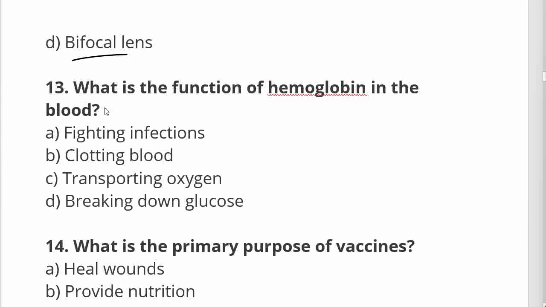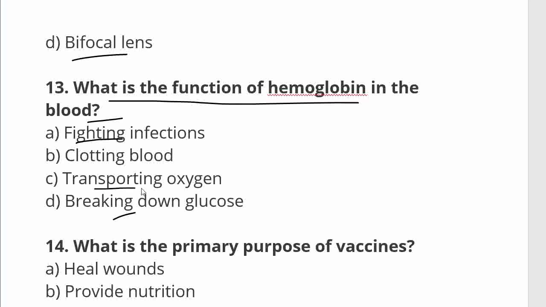Come to the next question. What is the function of hemoglobin in the blood? Options are A. Fighting infections, option B. Clotting blood, option C. Transporting oxygen, and option D. Breaking down glucose. The right answer is option C. Transportation of oxygen.